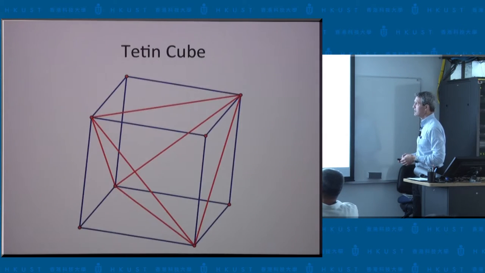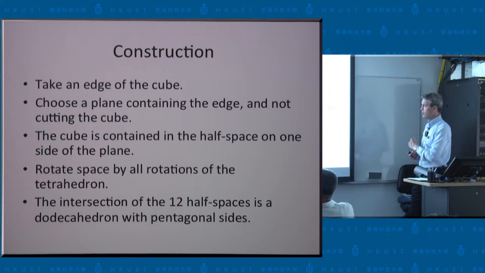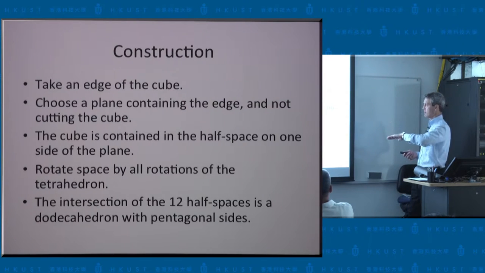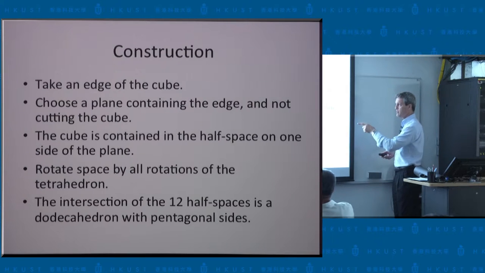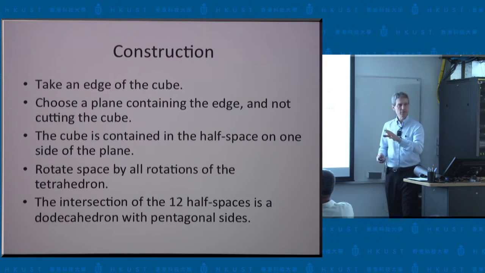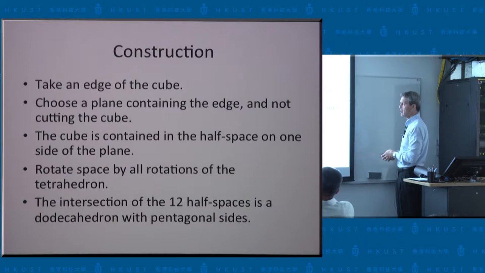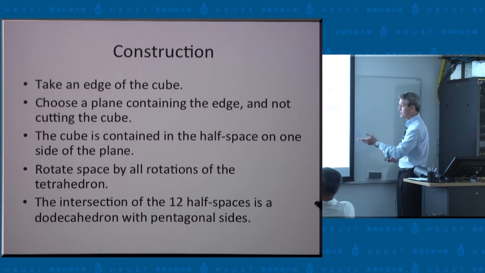And the secret is, we do this construction. We imagine you have a cube, and you take a plane containing the edge of the cube, and not cutting the cube. So sort of a plane going along the edge of the cube at some slanted angle. The plane divides space into 2 halves, and the cube is contained in one of the halves. Now rotate space by all the orientation preserving symmetries of the tetrahedron, all the rotations of the tetrahedron. That will give you a plane on each edge of the cube. So then take all the half spaces that contain the cube, and take the intersection of all those half spaces. That will give you a polyhedron, which will have 12 sides. So it will be a dodecahedron.